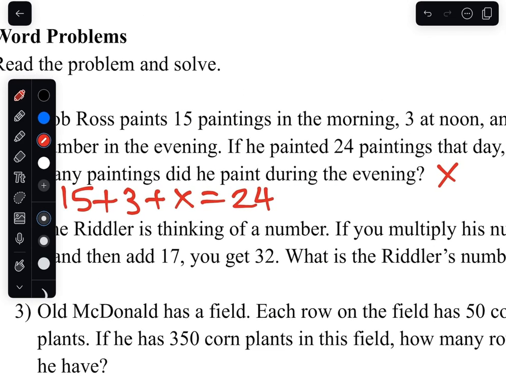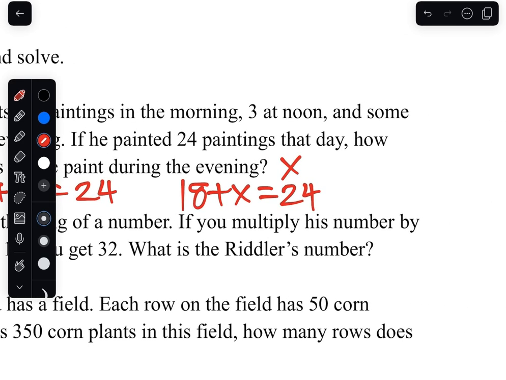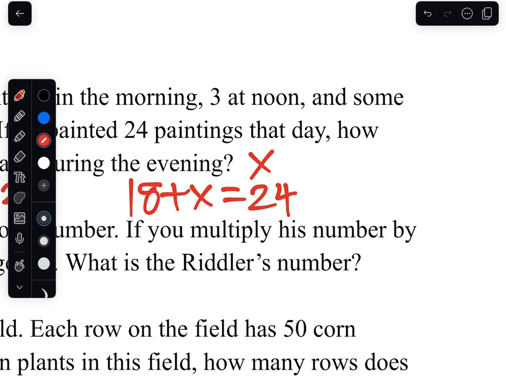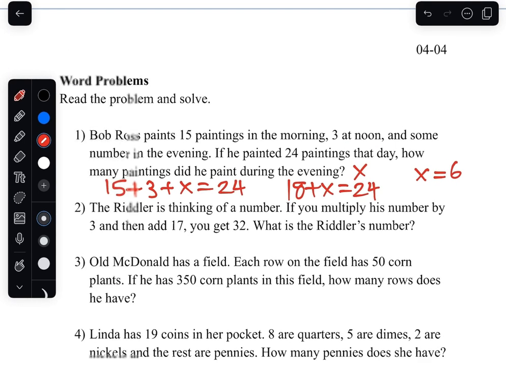To make this easier to solve, you can add 15 plus 3 together first to get 18 plus x is equal to 24. And then you can subtract 18 from both sides. So if you subtract 18 from both sides, the 18 cancels out, leaving x by itself. And then 24 minus 18 is 6. So the answer for number 1 is that he painted 6 paintings during the evening.